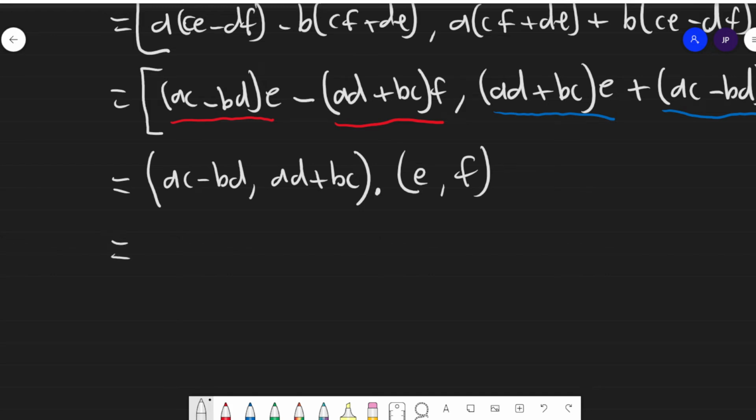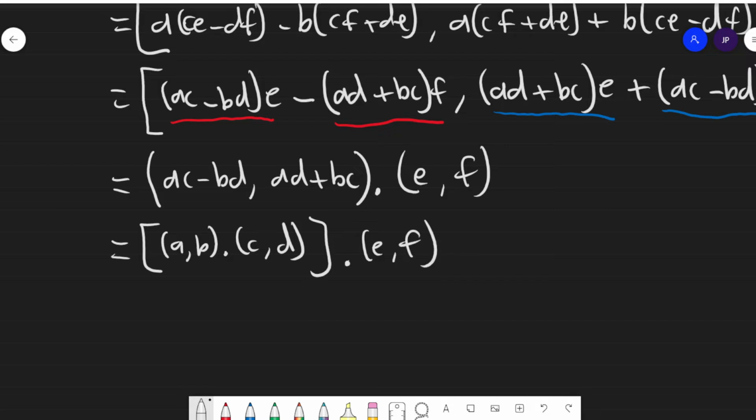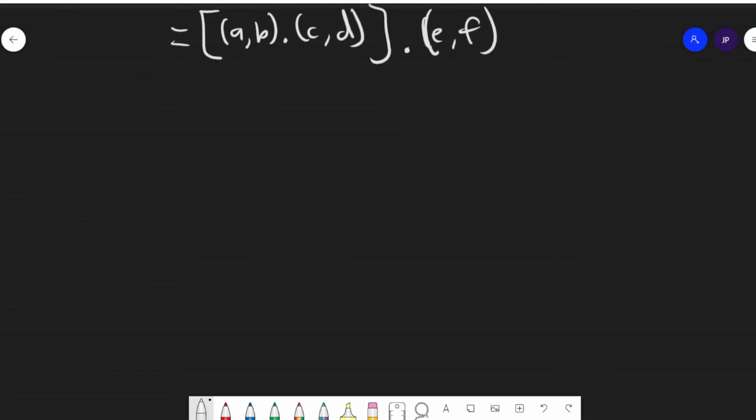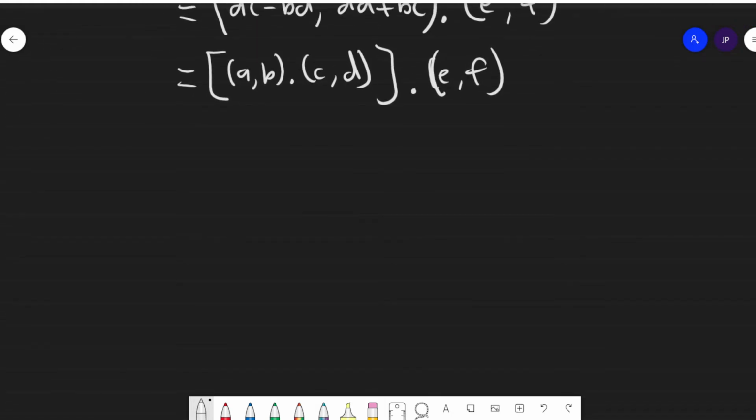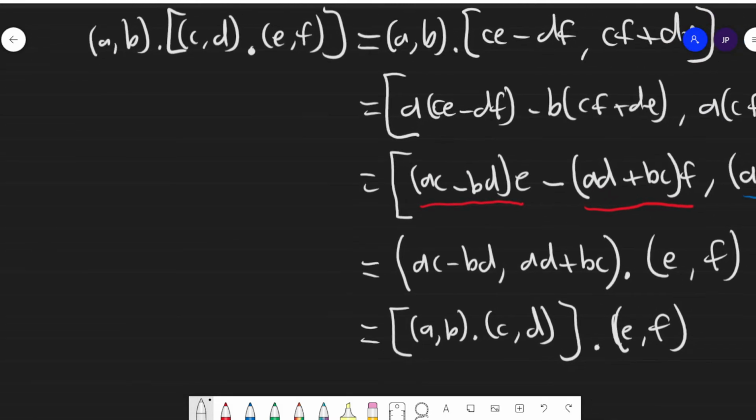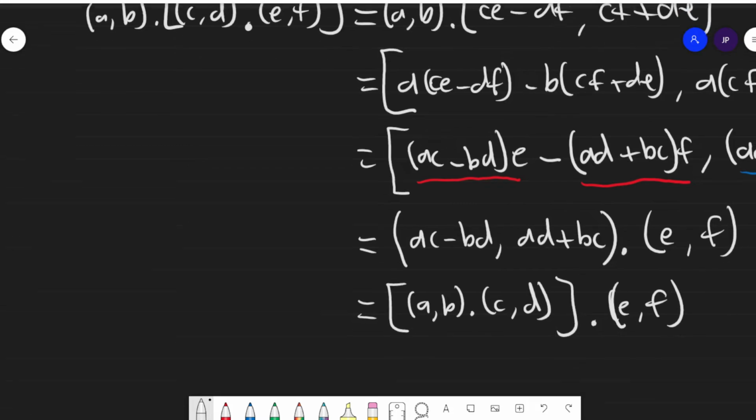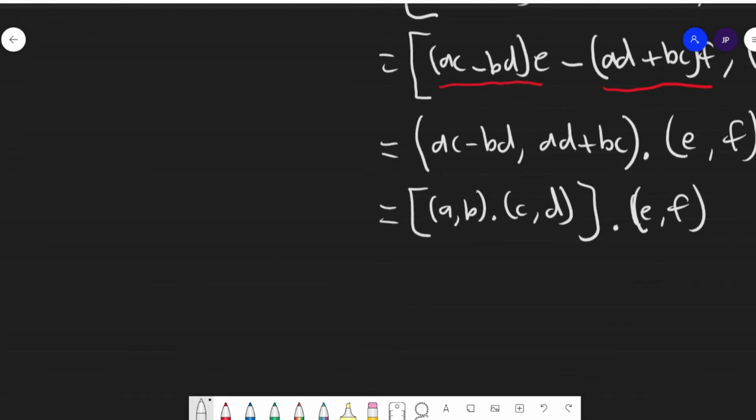But now it's also easy to see that this first part is actually the multiplication of this. So the first part was actually the multiplication of A, B, and C, D, the components of that. I've shown already that multiplication is associative. I can associate two and then associate the other two and still get the same result.